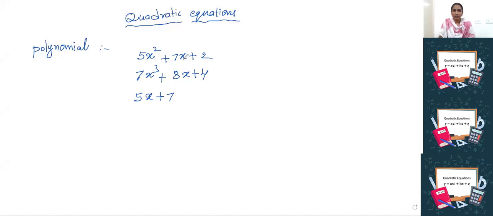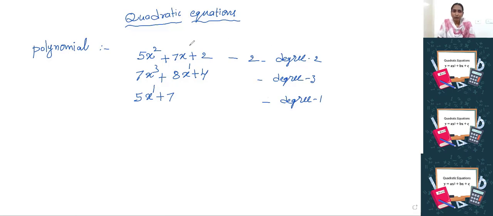See here, in the first we have 3 terms. The power of the variable is 2 in one term, and here the power of the variable is 1. What is the highest power of this expression? That is 2. The highest power of an expression is called degree. So the degree of this expression is 2. In the next polynomial, the highest power is 3, so its degree is 3. In the third one, the power is 1, so its degree is 1.